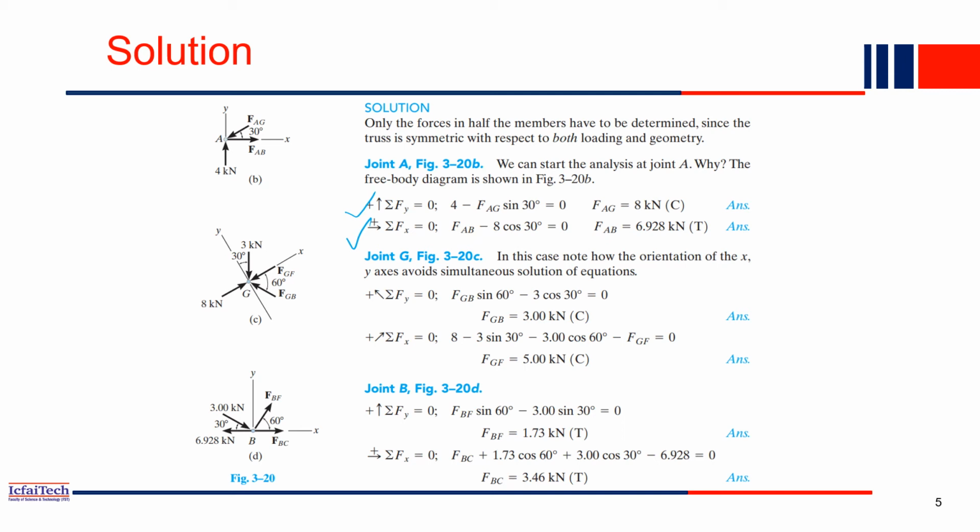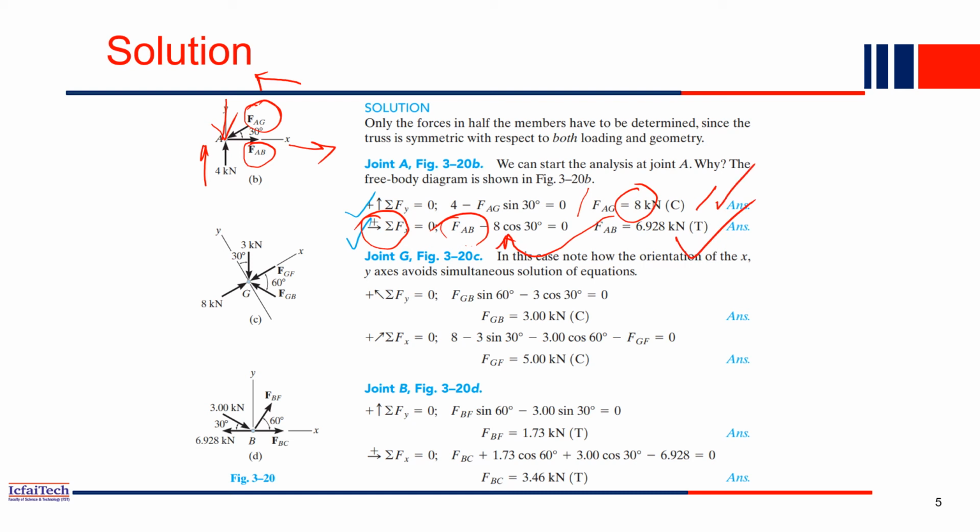First we consider summation of all vertical forces. How many vertical forces are acting? 4 kilonewton acting upward, and FAG's vertical component will be FAG into sin theta. So FAG into sin 30, we substitute here and get the AG value. Now again we apply summation of all horizontal forces equal to 0. The horizontal forces are FAB, acting towards this side, and FAG's horizontal component, which is FAG cos theta. AG we already computed as 8, so substituting this value, we get FAB, and both FAB and FAG are computed.